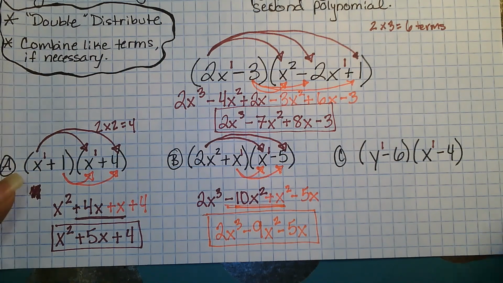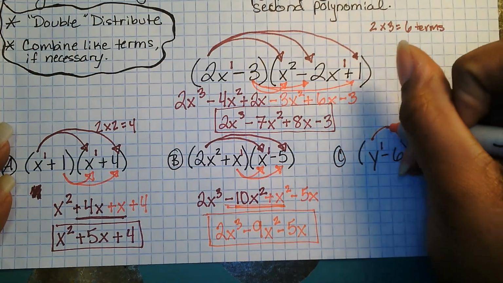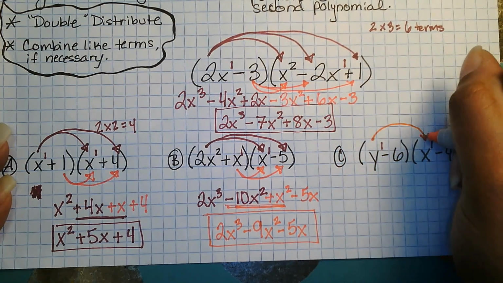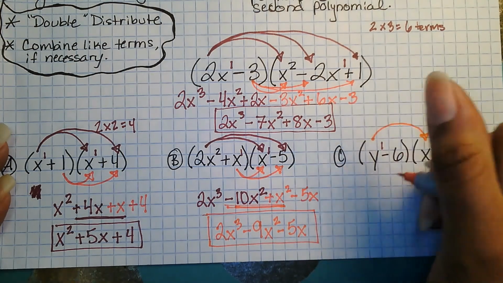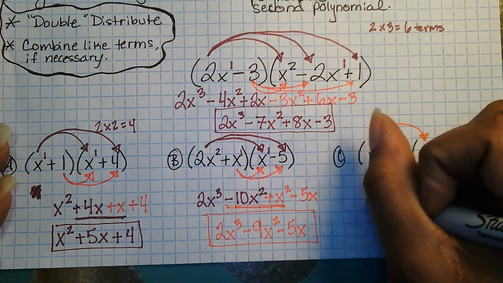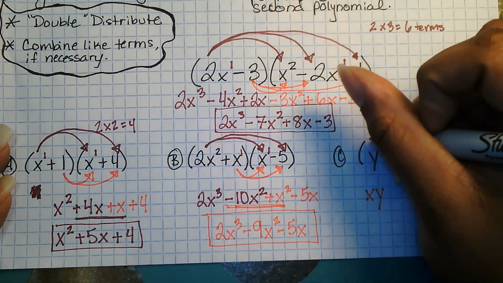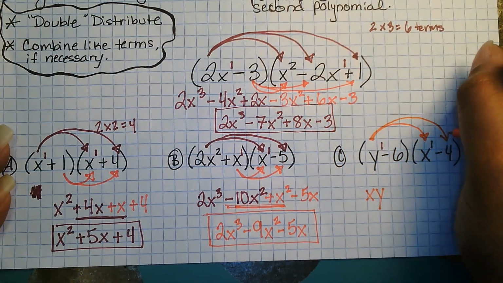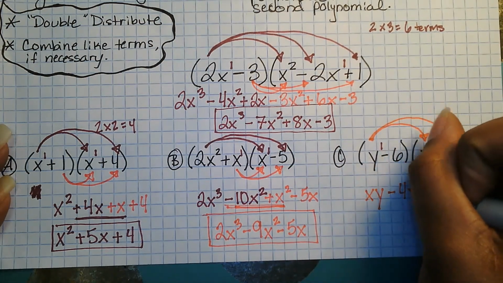And then the last example, we're going to do the exact same thing. Y times x. Now remember, when you have two variables, you're going to go ahead and keep them both. Just put them in alphabetical order. So y times x is actually xy. Then y times negative 4 is negative 4y.